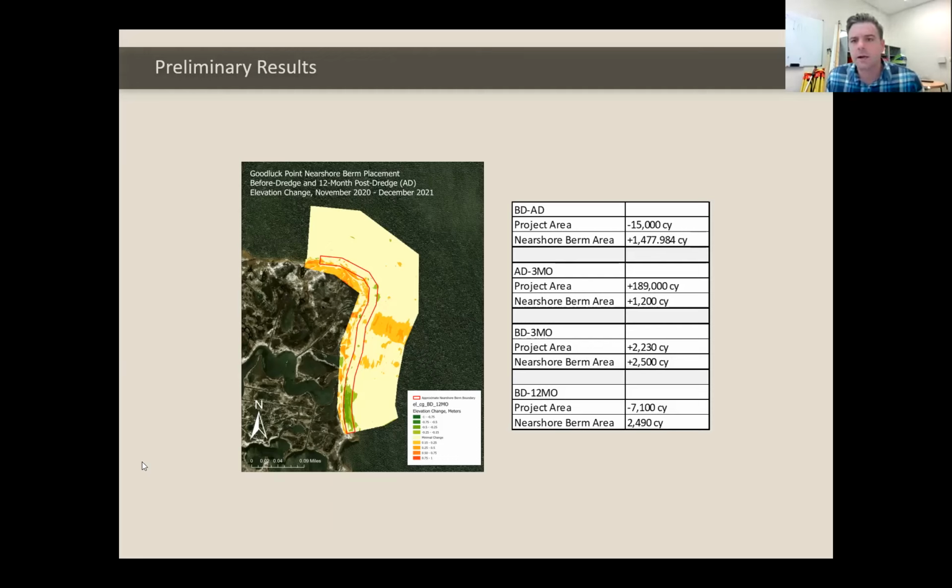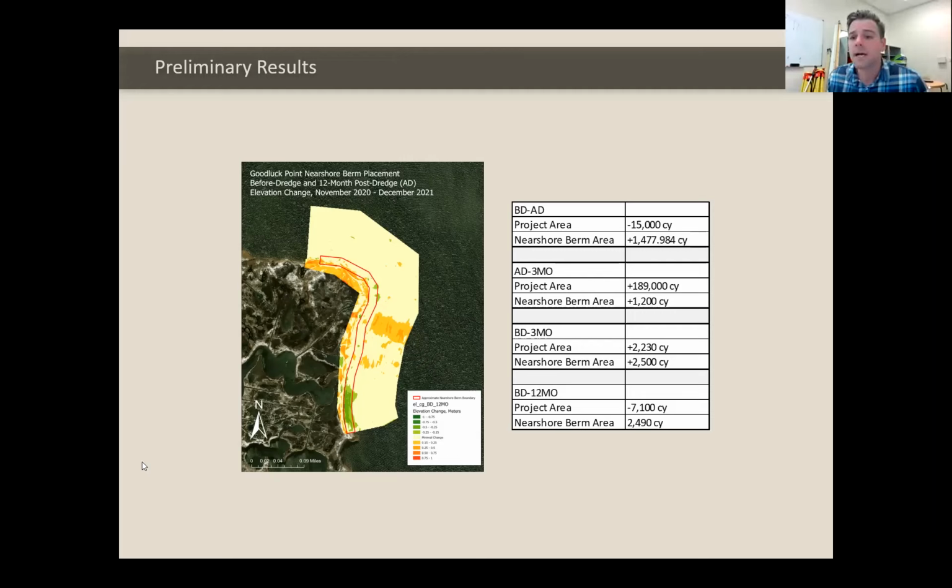So as you can see here, it was kind of astounding before and after dredge. There was a storm right in between the placement in December 2020. So the offshore portion actually lost quite a bit of material, but the nearshore berm retained some of the material that was placed. And then a lot of the material, in the absence of storms, made it back into the project area 3 months post-placement.